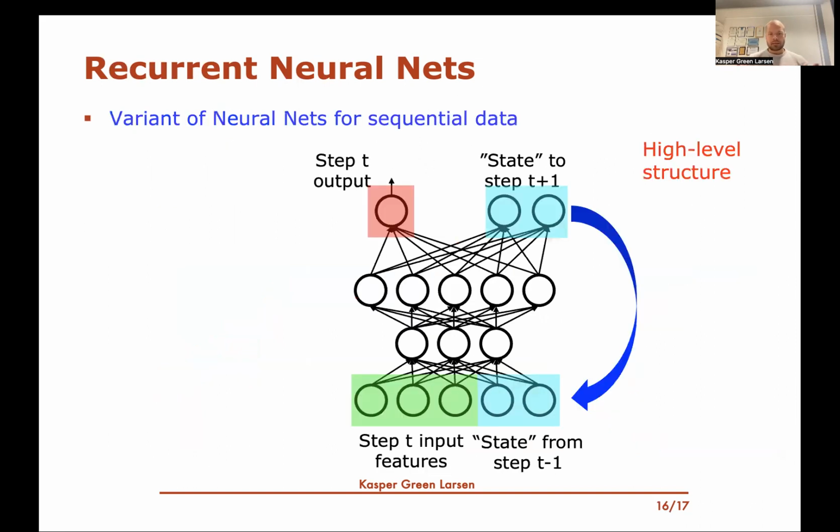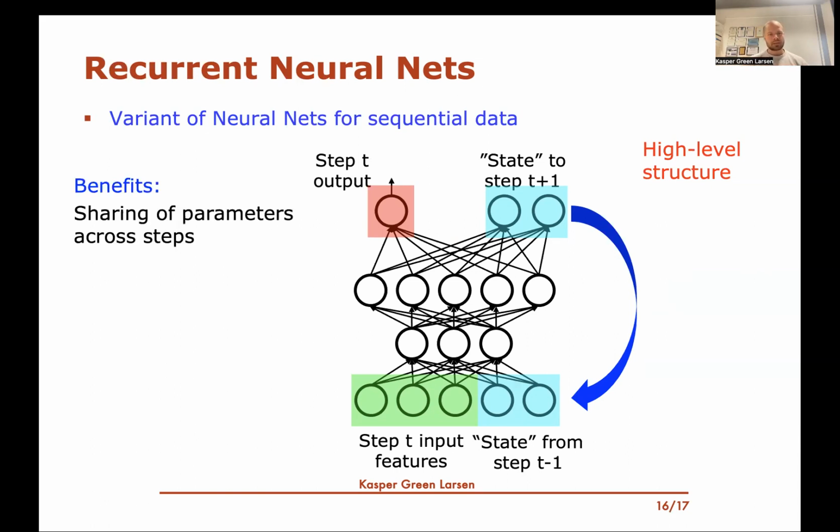So this is basically what recurrent neural networks are at the high-level structure. They have inputs that correspond to the D features of a single step. They don't input all the steps simultaneously. They produce output like standard neural networks, and then they have this special feature that they also output a state that they forward to the next step of the computation.